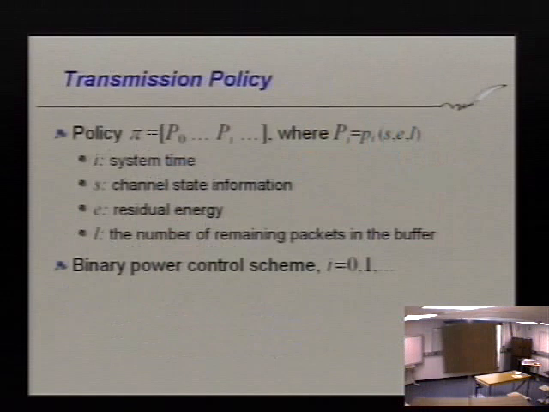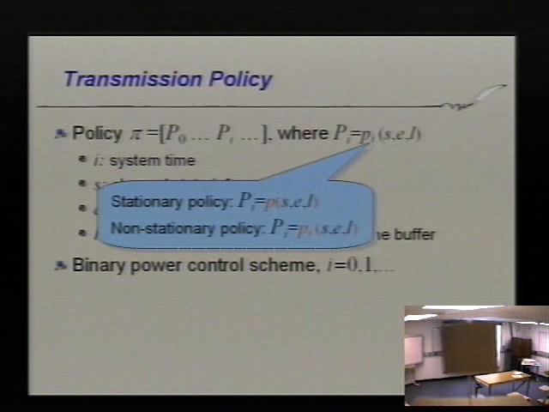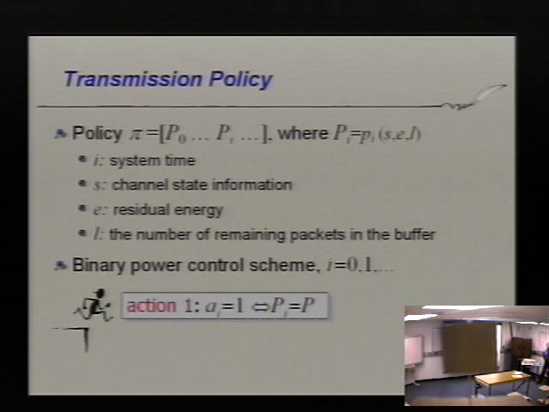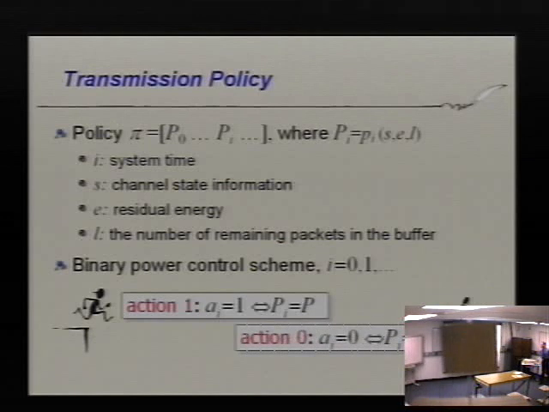The transmission policy is a sequence of transmit powers, and the transmit power is usually a function of the channel state information, the residual energy level, or the number of remaining packets in the buffer at the current time. So it is usually also a function of the system time. But some policies are independent of system time, and such policies are called stationary policies. To simplify the mathematics further, we only admit two choices for these transmit power functions: A equals 1, action 1, means we transmit one packet in this slot with a constant power, and A equals 0 means we choose to wait and do not transmit anything in this packet slot.